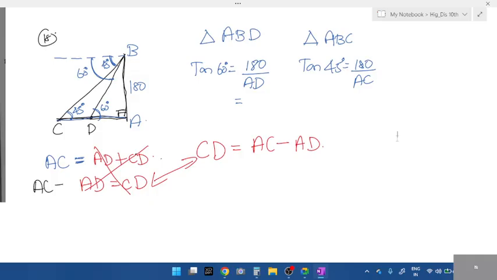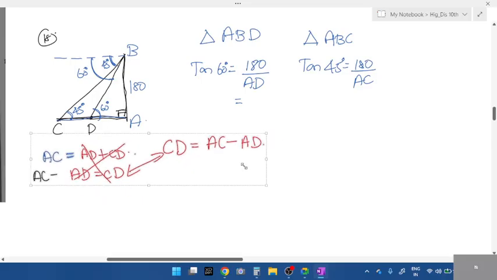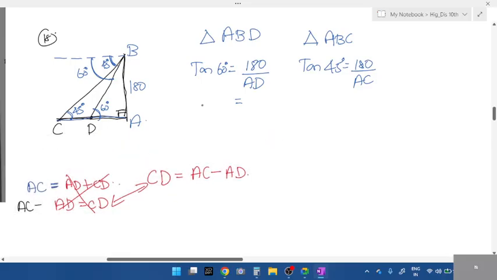Make a note of this, students. Try it later. Tan 60 is root 3. Okay, this part. Tell me this. What's the value of tan 60? 1 by root 3 or root 3? Root 3. If I write root 3 here, with 180, does the calculation become easy or tough?